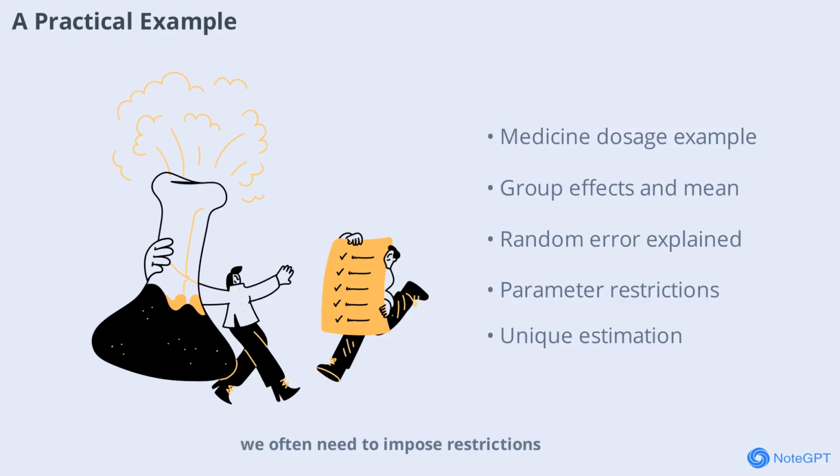In practice, we often need to impose restrictions, such as the sum of the group effects being 0, to ensure unique parameter estimates. This reparameterized model allows us to use least squares or maximum likelihood estimation to analyze the data effectively. By understanding these steps, you'll be better equipped to design experiments and interpret ANOVA results with confidence.